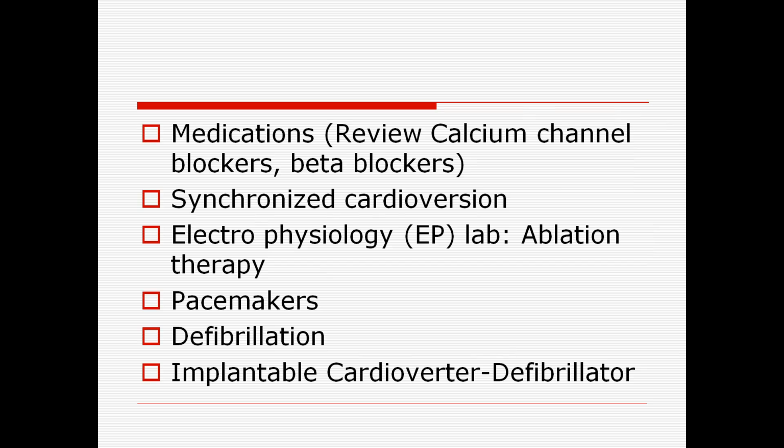We could take a patient to the EP lab. This is electrophysiology lab, and we can kill the cells in the heart that are causing the problem. So we can find the cells that are causing the atrial flutter or causing the atrial fibrillation. We can kill those cells and hopefully the patient will not have AFib or an A-flutter again.